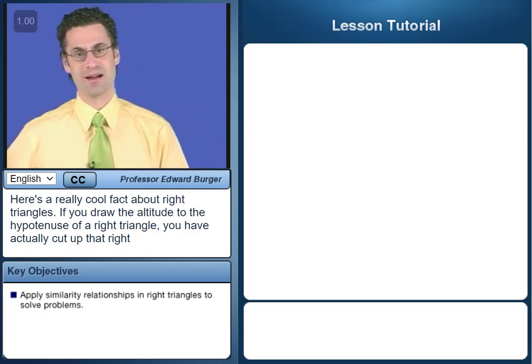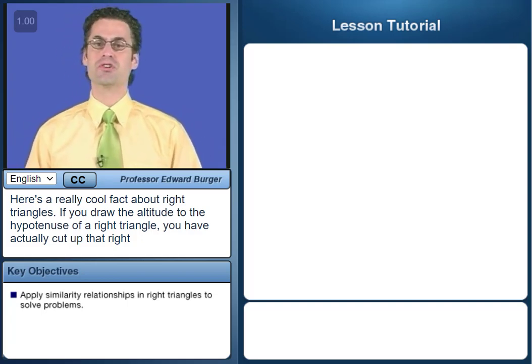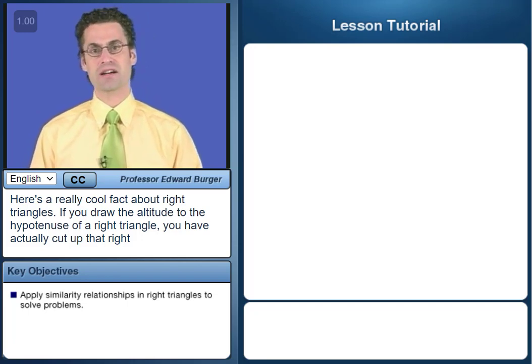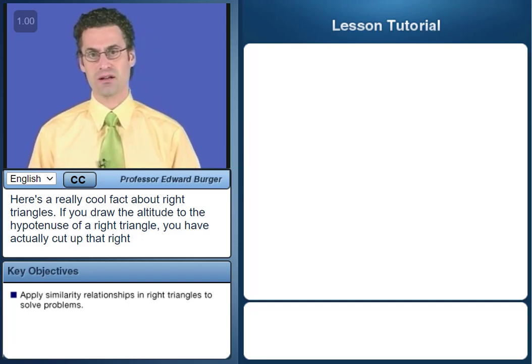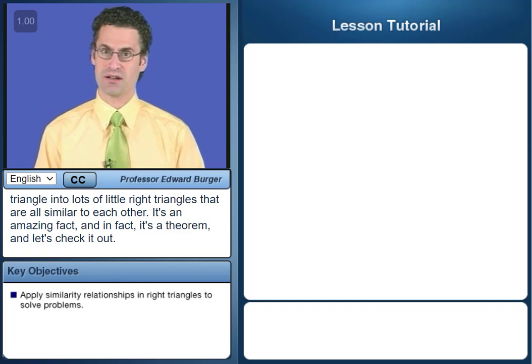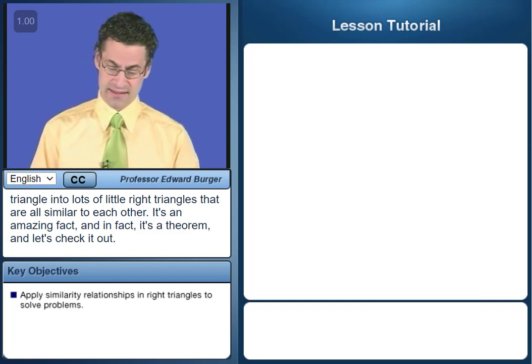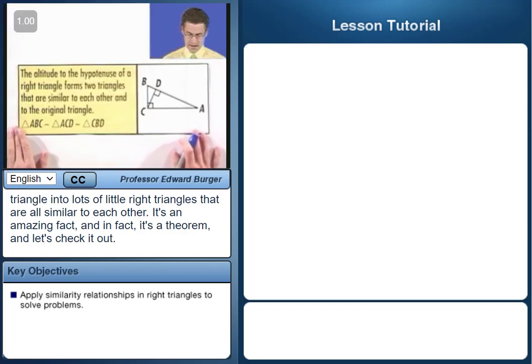Here's a really cool fact about right triangles. If you draw the altitude to the hypotenuse of a right triangle, you have actually cut up that right triangle into lots of little right triangles that are all similar to each other. It's an amazing fact, and in fact it's a theorem, and let's check it out.